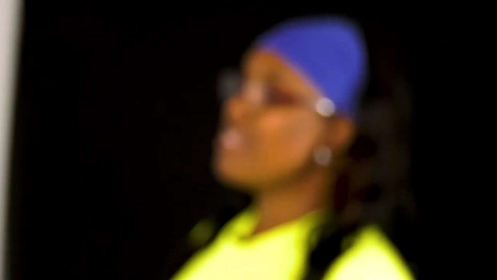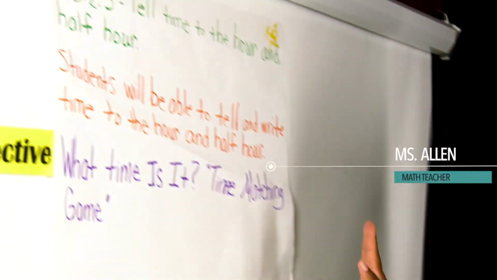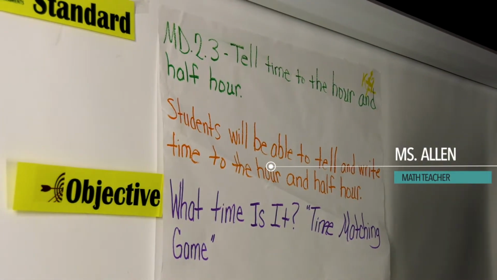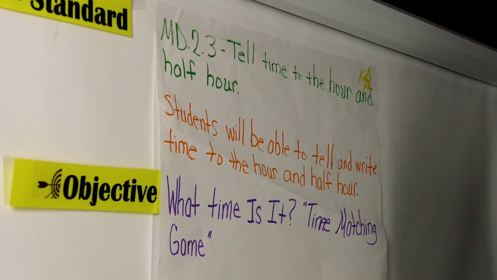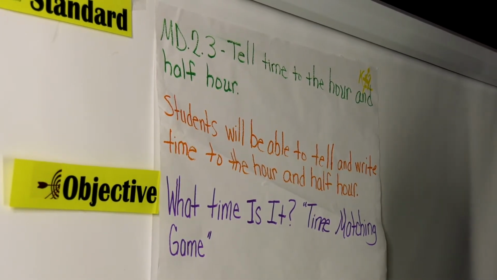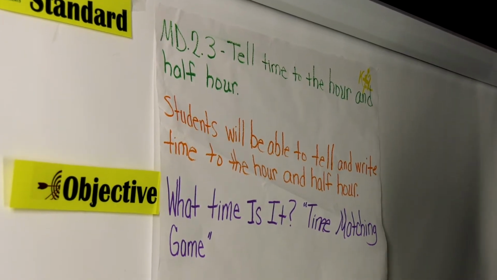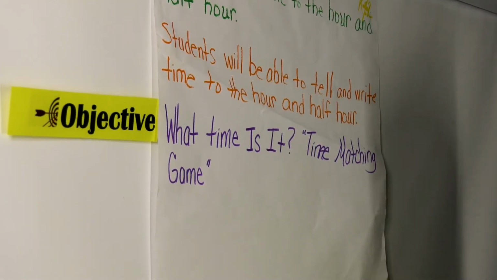Today's standard is MD.2.3, tell time to the hour and half hour. The objective, students, is that you will be able to tell and write time to the hour and half hour. So our game for today, boys and girls, is called What Time Is It?